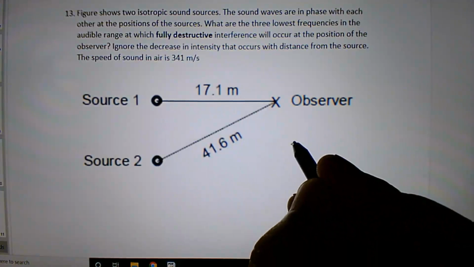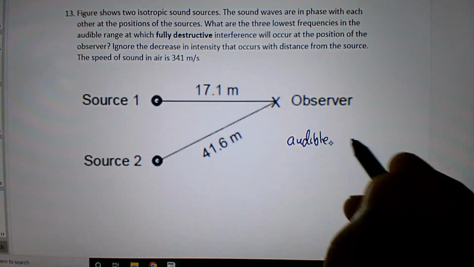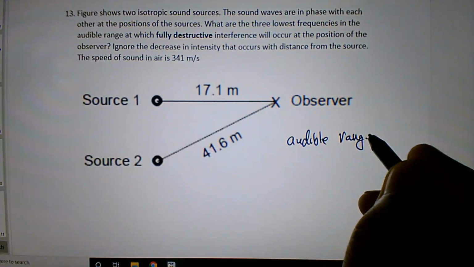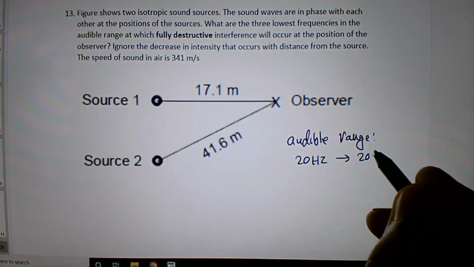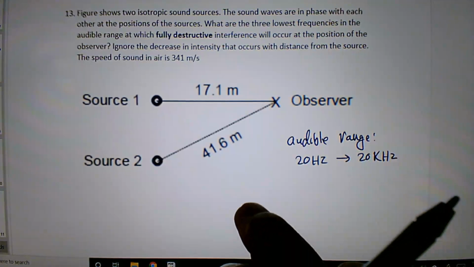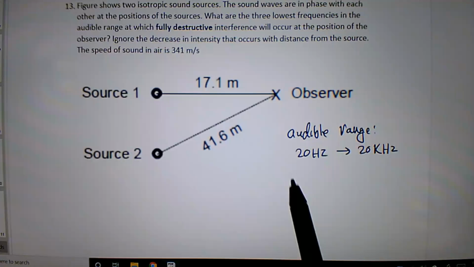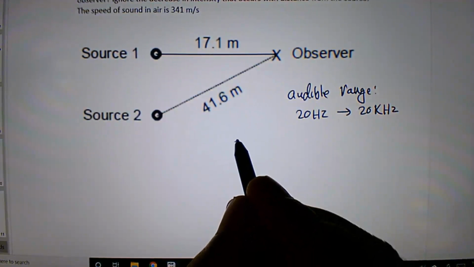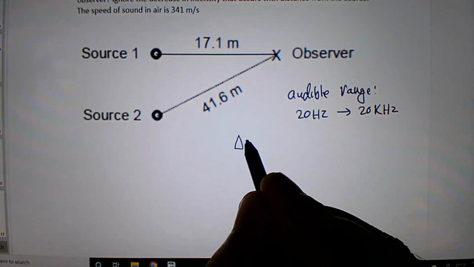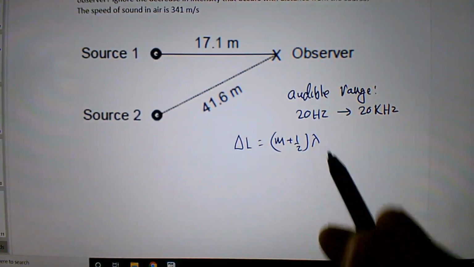So what is the audible range? The audible range for the human ear is from 20 hertz to 20 kilohertz, 20,000 hertz, right? So make sure when you solve for the frequency, it is within this range. Okay, so we are finding the condition for fully destructive interference again. The condition for destructive interference is that the path difference has to be (m plus 1/2) times lambda, right?